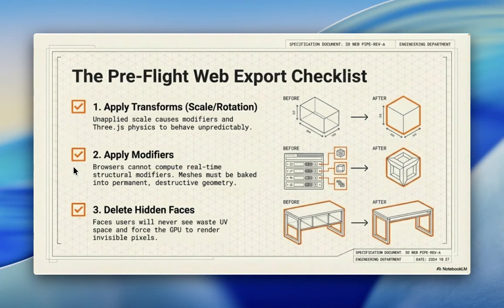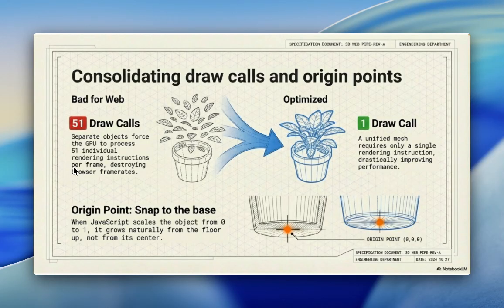Before, after. Consolidating draw calls and origin. Wet for web. 51 draw calls. Separate objects force the GPU to process 51 individual rendering instructions per frame, destroying browser frame rate. Optimized draw call. A unified mesh requires only a single rendering instruction, drastically improving performance.